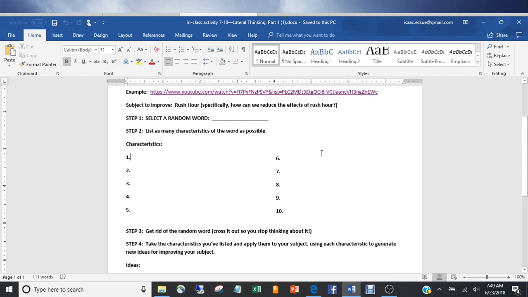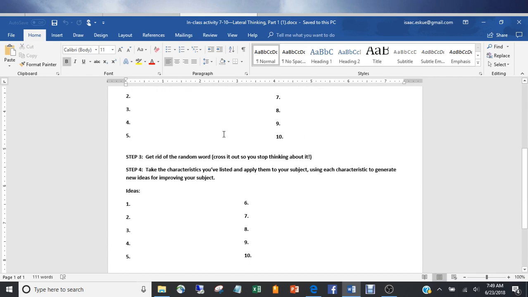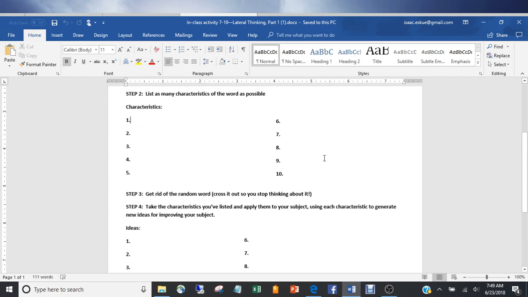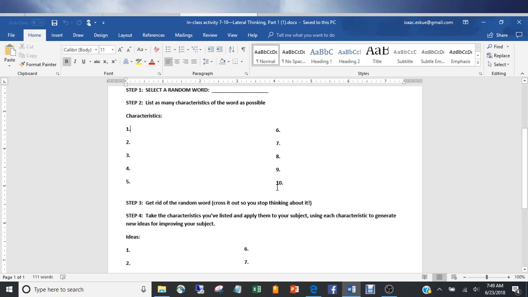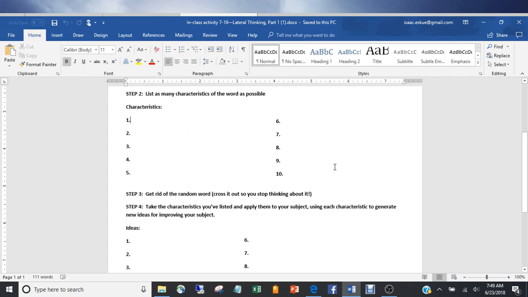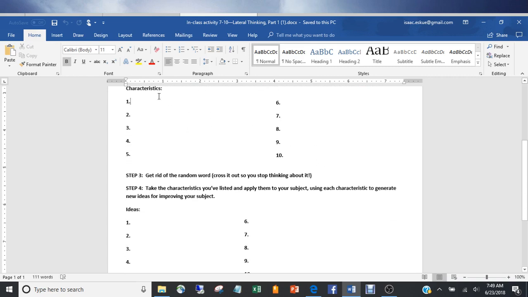Then, once you get those characteristics, I want you to get rid of that random word and forget about it, because now we have what we need from it. We can get rid of it so we don't associate these characteristics with that random word anymore. We want to take just those characteristics, and these are our fishing nets. We take these characteristics, throw away the random word, and we just have these pure characteristics.